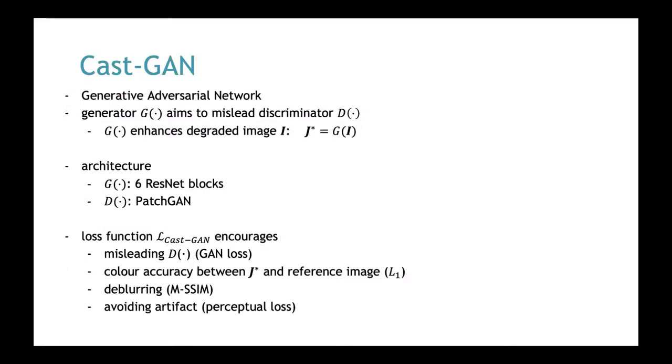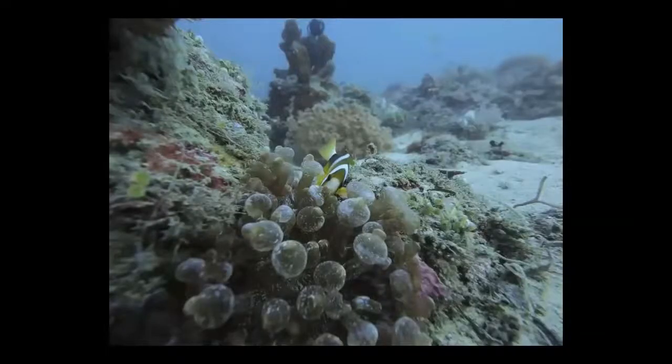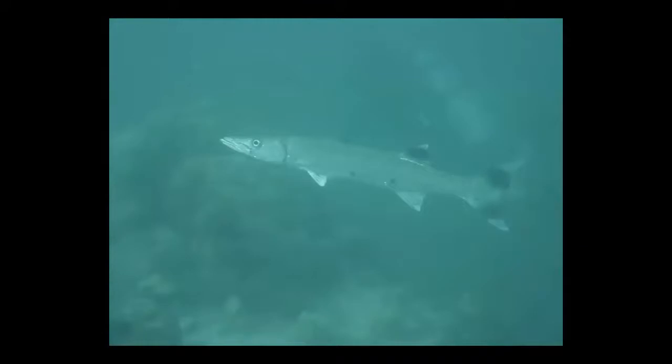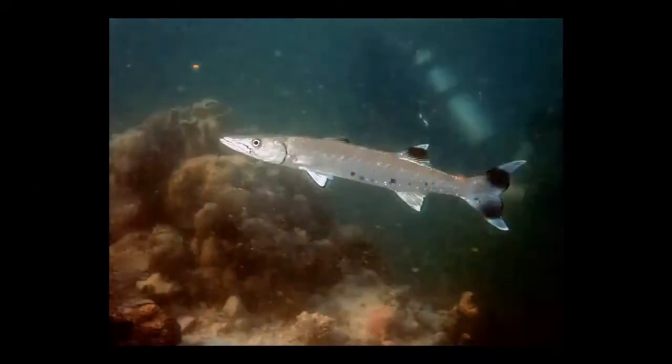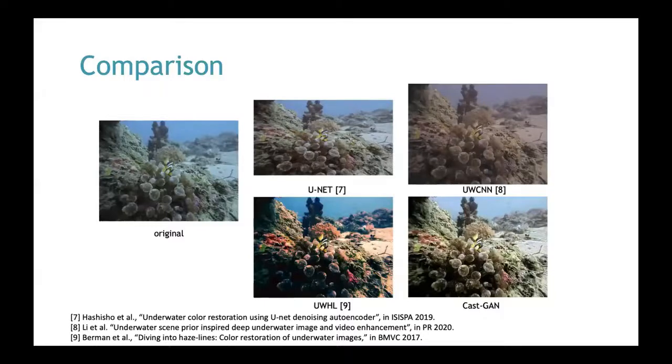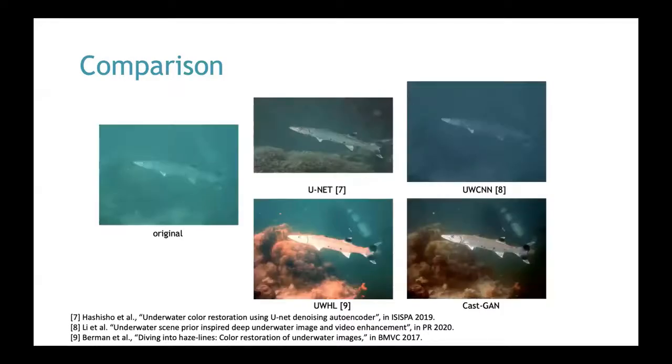As for the GAN itself, about the architecture, we quite simply use 6 ResNet blocks as the generator, and we design loss functions that encourage the color accuracy and the deblurring. So let's see what Cast GAN can do on the two images that we've seen before. That's the first one, and here's the second one. As you can see, Cast GAN can successfully remove the color cast in the image and really enhance the appearances of objects. We also did a comparison with state-of-the-art methods, as you can see here.